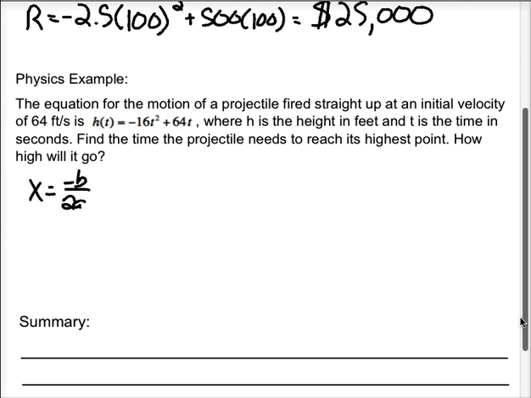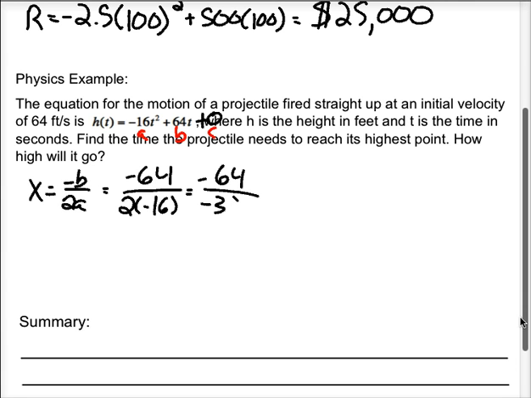Negative b over 2a. Again, to avoid confusion, think of a plus 0 at the end. If it's missing that last term, it's just plus 0. So then you can more easily see our A, B, and C. So negative B is going to be negative 64, over 2 times A. So negative 64 divided by negative 32 gives me 2. So it takes 2 seconds to get up to its maximum height.